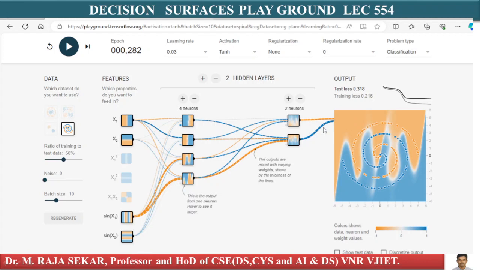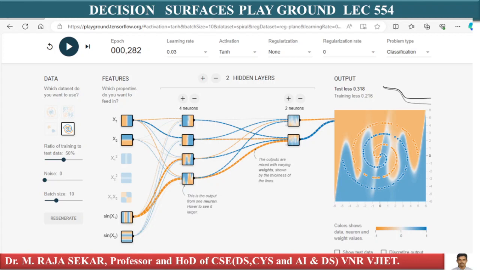By just adding these two features, sin x1 and sin x2, within just 200 epochs I got a much better separation than not having both of them. Not having both of them means not having sin x1, sin x2. It took 1000 epochs without sin x1, sin x2, and still I was not doing a good job.